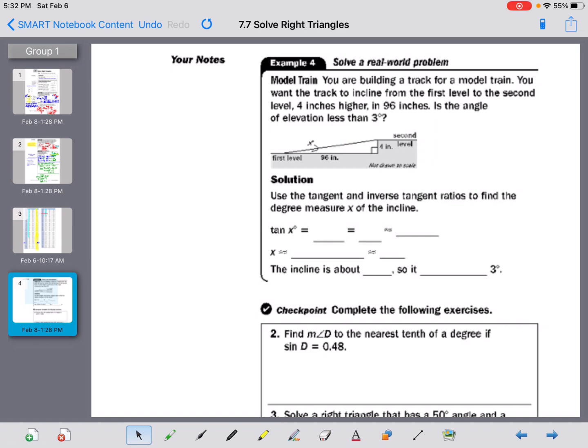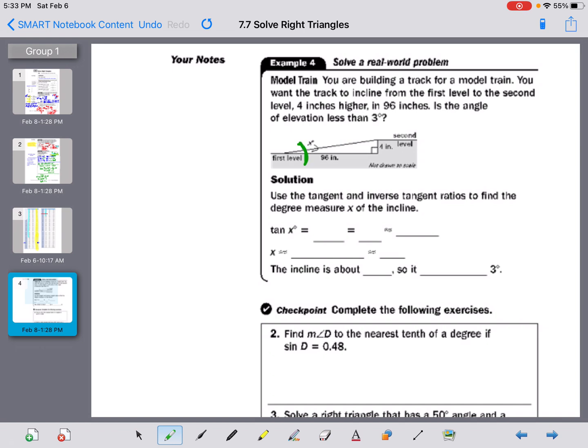For those of you that work with a model train, you know if you get that track too steep, the train doesn't have the power to get up it. So in this particular occasion, with this train, we must need to keep the train track in an angle of elevation less than 3 degrees, or else we won't be able to get that train up the track. So it's important to say, here's how long I have, here's my inches, can I keep that angle under 3 degrees?